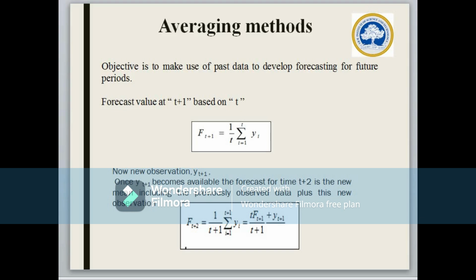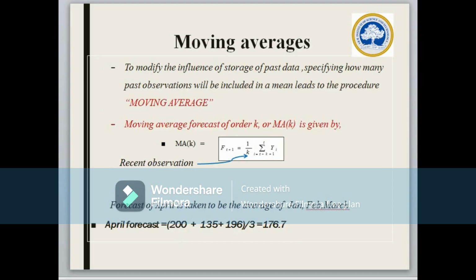In the averaging method, we calculate recursively with the past data. So this recursion makes storage a problem. To avoid the storage problem, the next method leads to moving average. To modify the influence of the storage of the past data, specifying how many past observations will be included in the mean leads to the procedure of moving average.